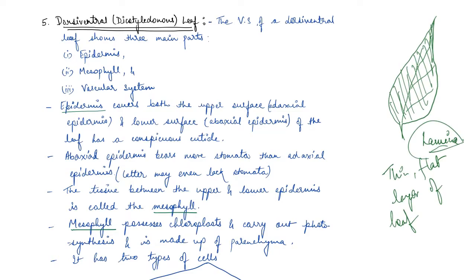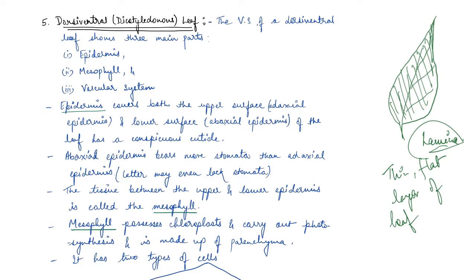So if we cut a vertical section of the dorsiventral leaf through the lamina, it shows three main parts, right? And these three main parts are epidermis, mesophyll, and the vascular system. Now epidermis basically covers both the upper surface and the lower surface. The upper surface is known as adaxial epidermis, and lower surface is known as abaxial epidermis.